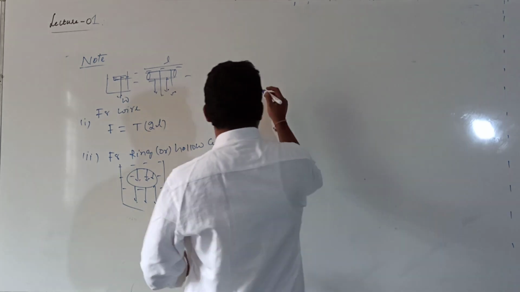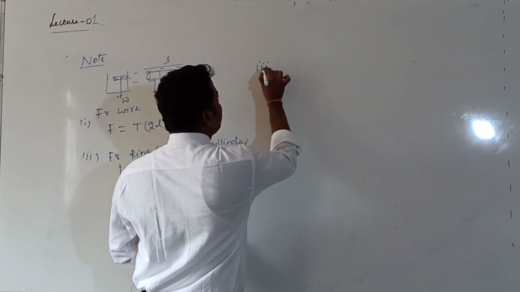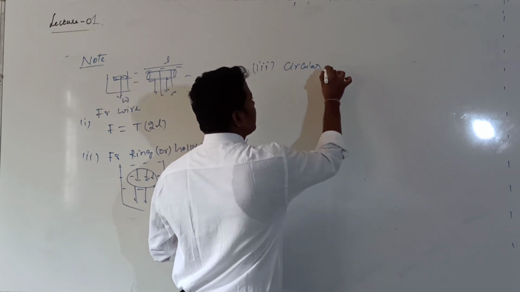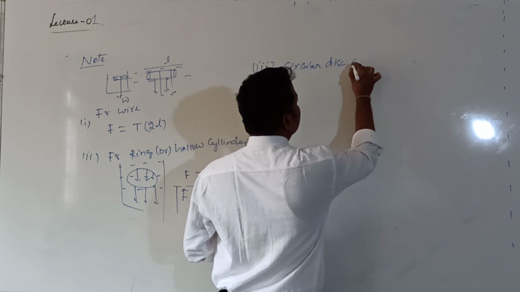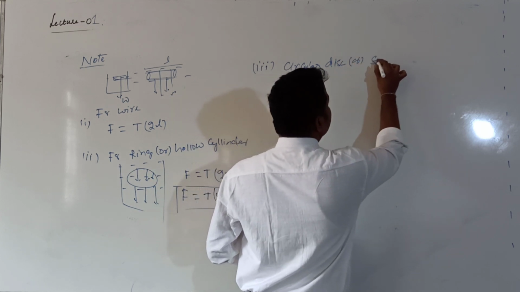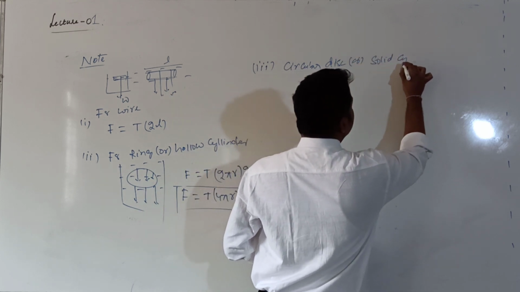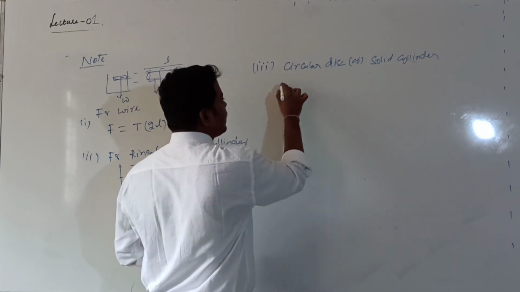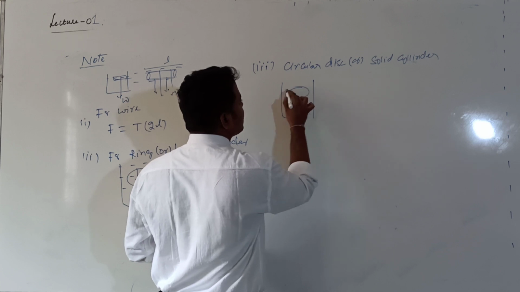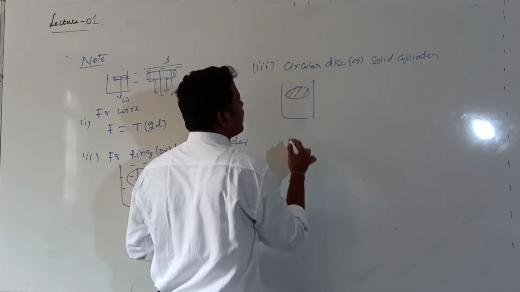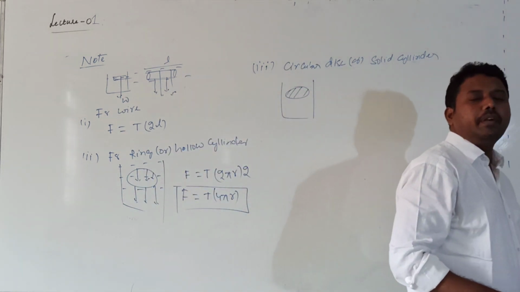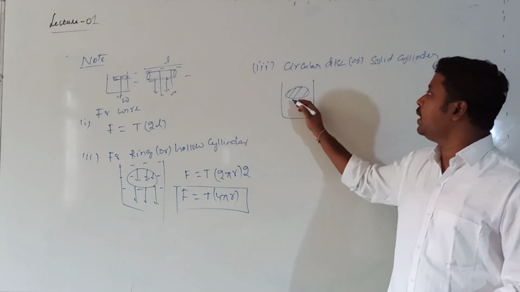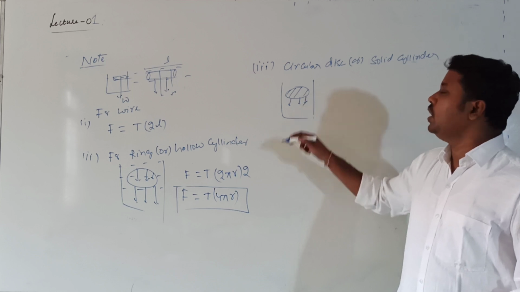So the third one is, if I want to lift one circular disc or otherwise one solid cylinder from the free surface of a liquid. What is the difference between the circular disc and the circular ring? It is completely solid, material is present everywhere. Now, force is acting to lift this.